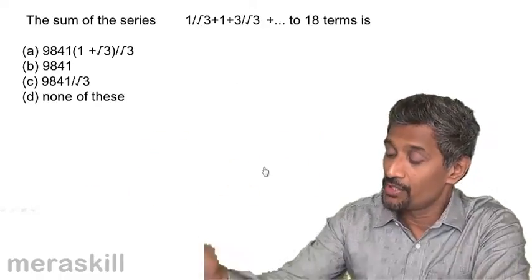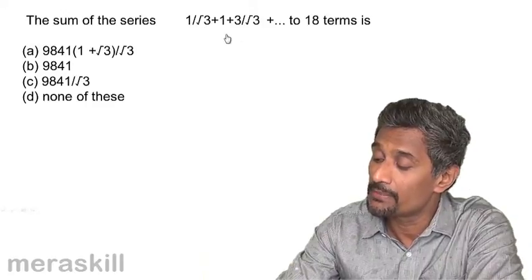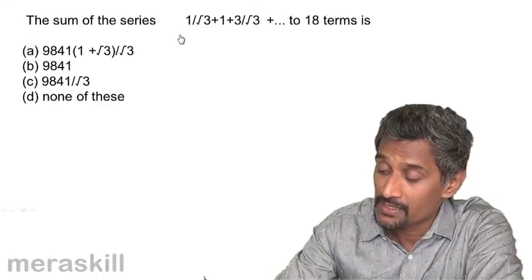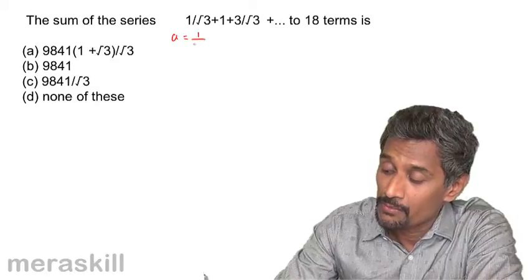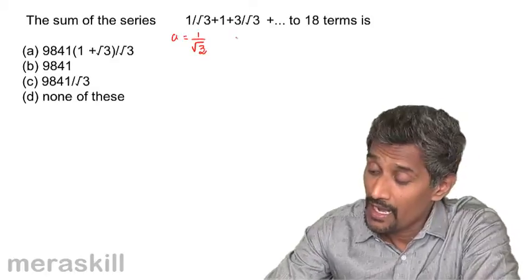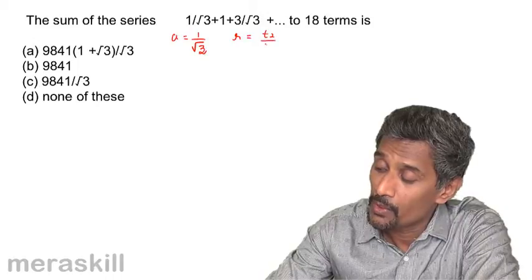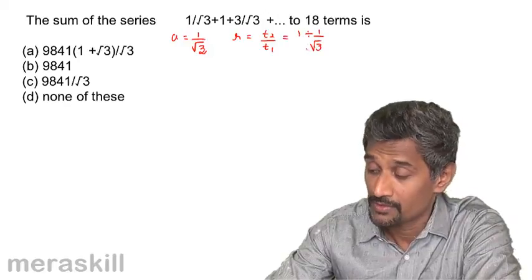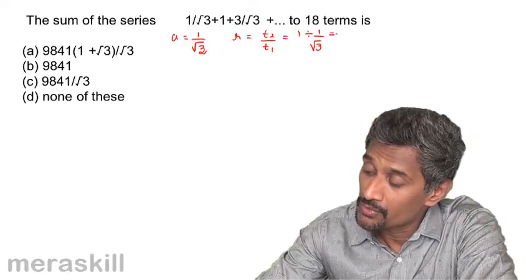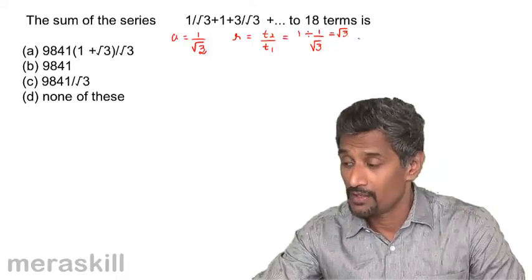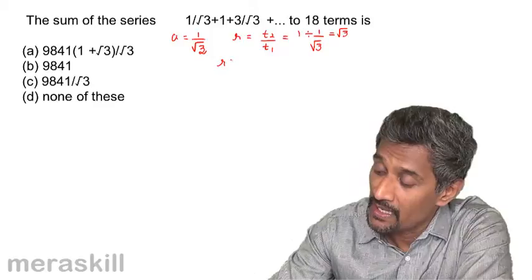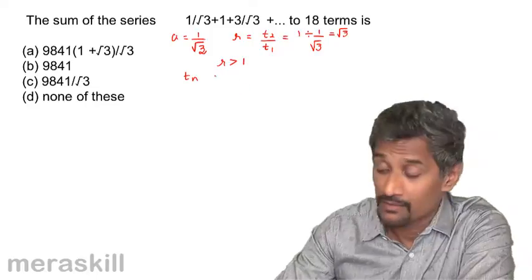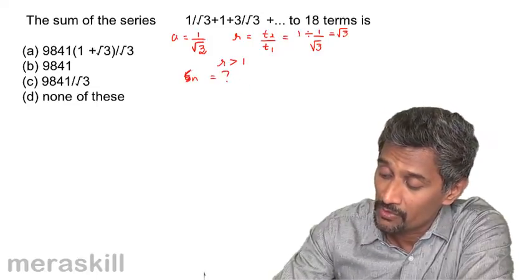Okay, so here you have the sum of the series 1 by root 3 plus 1 plus 3 by root 3 plus so on, up to 18 terms. So the first term a is going to be 1 upon root 3. R is going to be T2 upon T1, which is 1 divided by 1 by root 3, which is 1 into root 3, that is root 3. So R is root 3, which means R is greater than 1. And you need to find Sn, sorry, Sn has to be found out, not Tn.